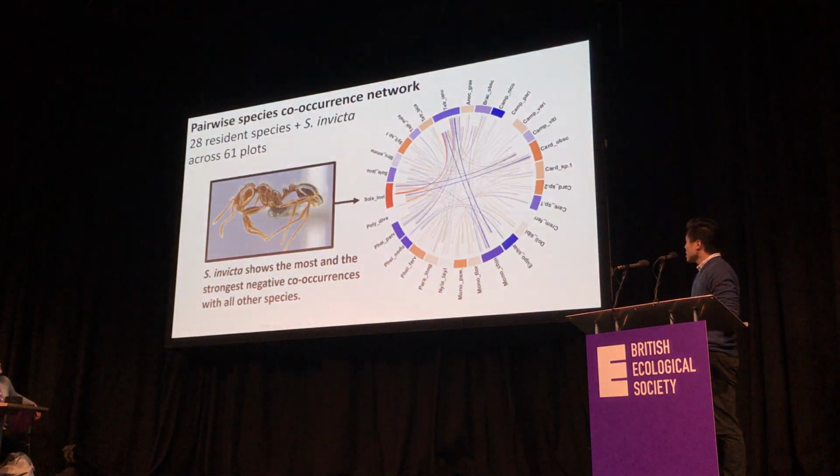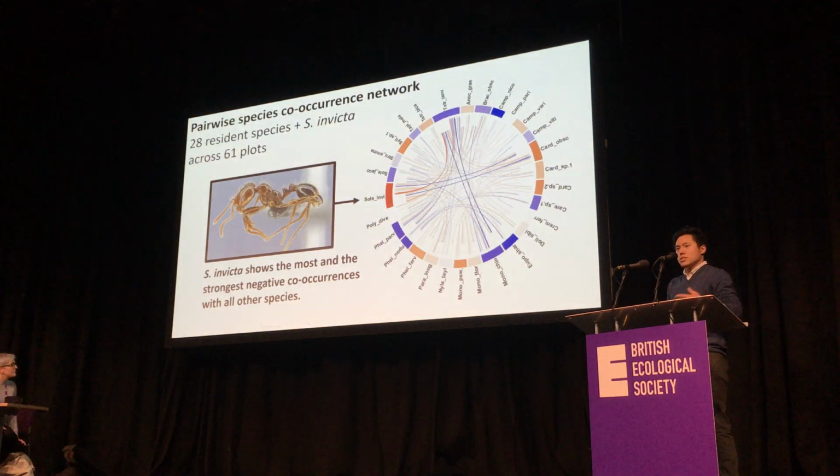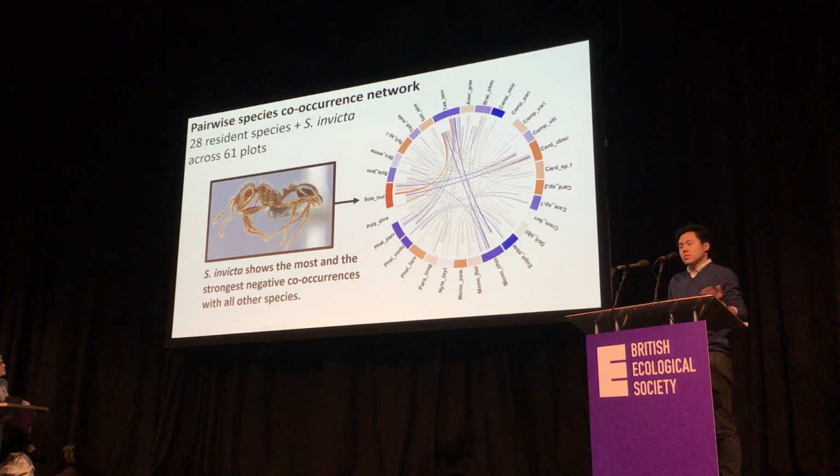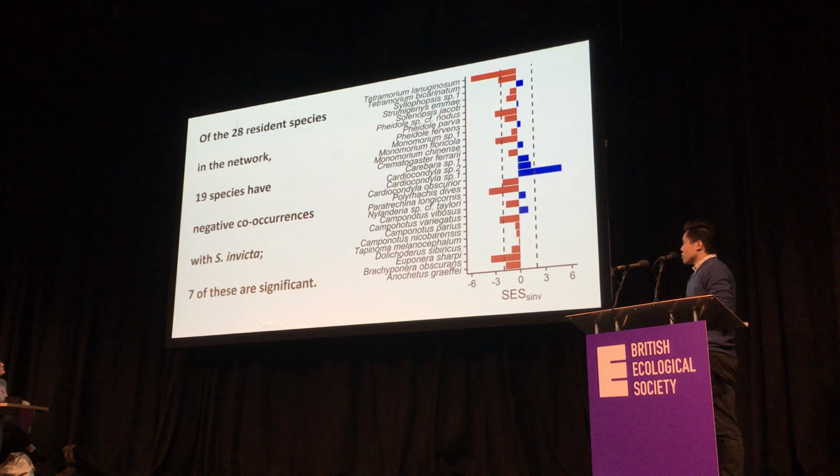plots. And the first thing we did was a preliminary analysis to generate a pairwise co-occurrence network for every species with every other species across that landscape to see patterns of co-occurrence between pairs of species in that landscape. And that showed us that the fire ants had the most and the strongest negative co-occurrences with all other species in this landscape. So much so that of the 28 non-fire ant species, if we compare every species co-occurrence against the fire ants, we find that about 2/3 of those species have negative co-occurrences with the fire ants.